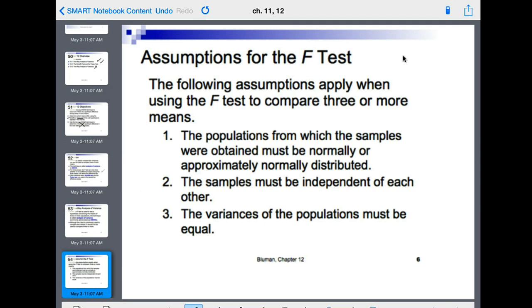The following assumptions apply when using the F test to compare three or more means. The populations from which the samples were obtained must be normally or approximately normally distributed. The samples must be independent of each other, and the variances of the populations must be equal. So the variances must be equal, the samples must be independent, and the populations must be normally distributed.